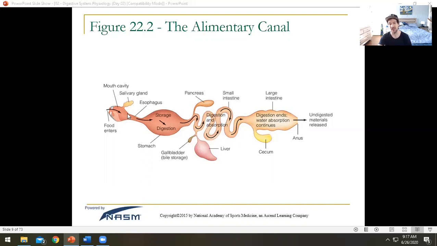So we had food, it got broken down, it got further broken down, it got further broken down. Now it's this wet, soupy mixture of nothing but individual chemicals, and those chemicals can now be absorbed into your bloodstream. And then it's going to pass into your large intestine, which is actually way shorter, which you can kind of see in this picture here.